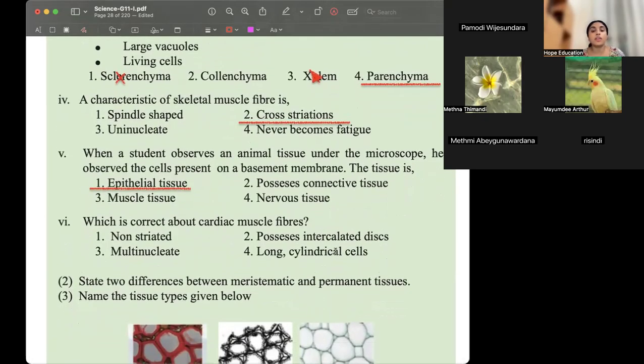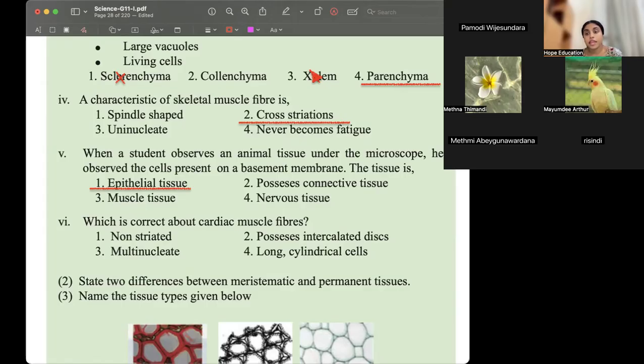Which is correct about cardiac muscle fibers? Others? I'm checking all your answers. All your answers are coming to me here. I'm checking everything in the chat. Okay? So please send me your answers. Others? Okay. Which is correct about cardiac muscle fibers?